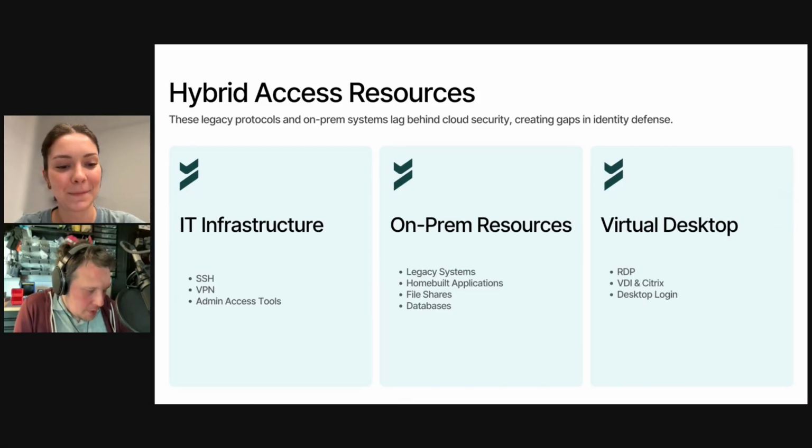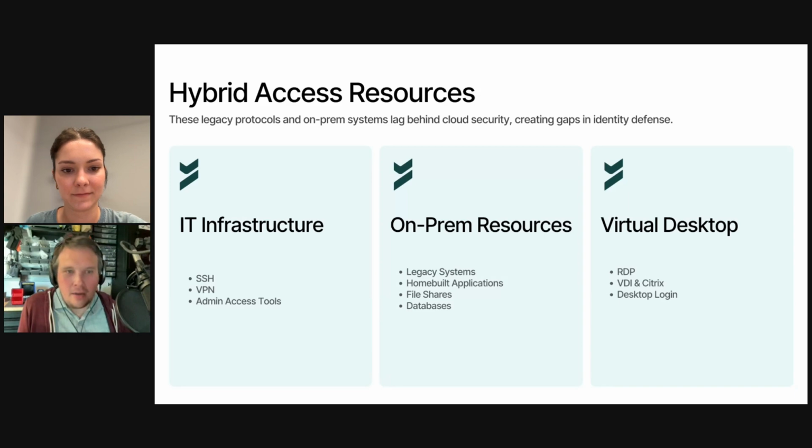Awesome. So really what we're talking about here is on-prem infrastructure and legacy applications. We are Beyond Identity. We generally provide a modern authentication and identity solution and defense solution for our customers. But not every solution tends to support the modern protocols that identity-based solutions often support. So this is all kinds of things like SSH, VPN, things that are part of your IT infrastructure, any kind of legacy system or home-built resources, any kind of file shares or databases that you have on-prem, and then a lot of virtual desktop and remote desktop type solutions tend to use more legacy protocols.